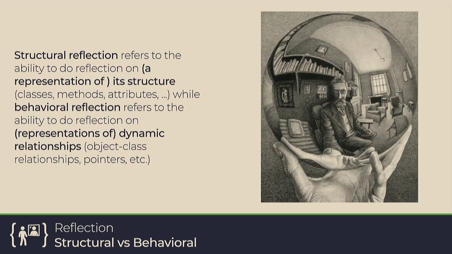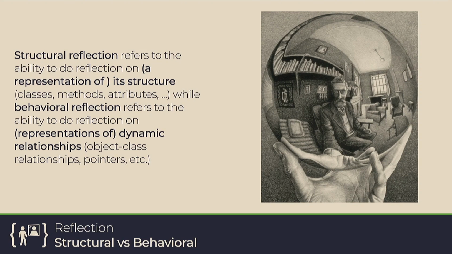If it's structural, you can introspect or intercede on the structure, so the classes, the methods, the attributes, the static structure of your program. It's behavioral when you can actually do the same with the representation of dynamic relationships, for example, the relationship between an object and its class, pointers and stuff like that. If you can do something like that, then you have behavioral reflection.